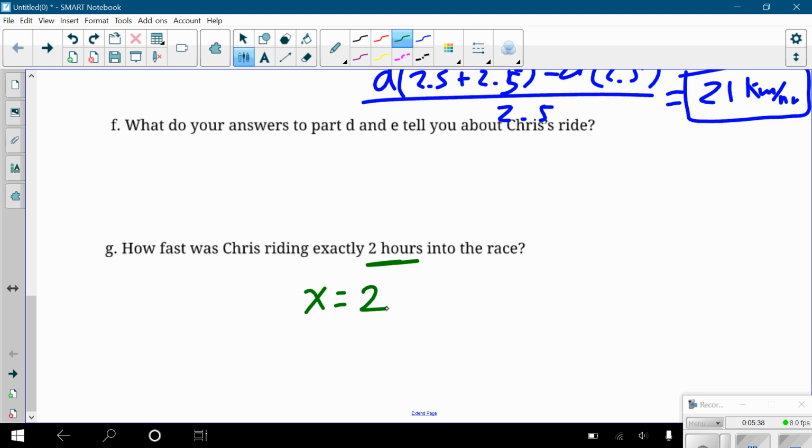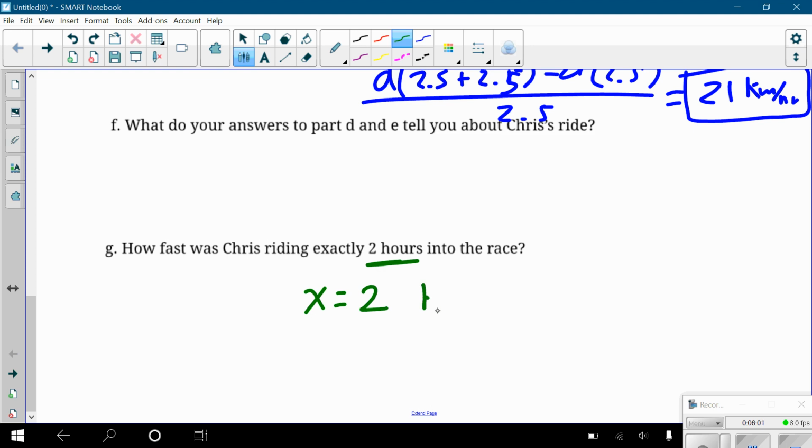Why? Because his speed could change a lot. If I used 2 hours and 2.5 hours, I'd be getting his average speed between 2 and 2.5 hours. That wouldn't tell me how fast he was riding 2 hours into it, because he might have changed his speed a lot between 2 and 2.5 hours. Maybe he hit a hill and had to slow down or something. So I want to do like 2 hours and 2 hours 1 minute. But what would be better than that?